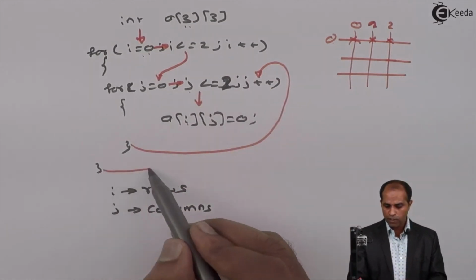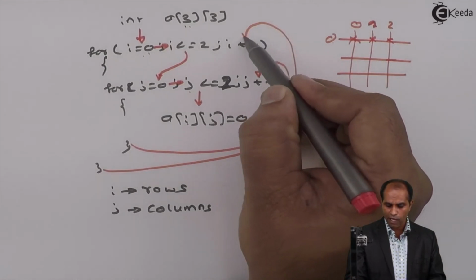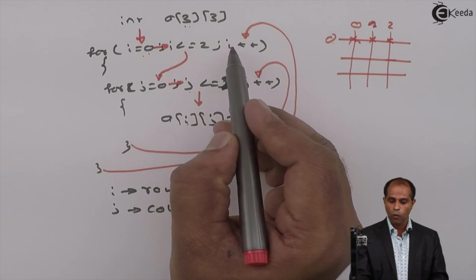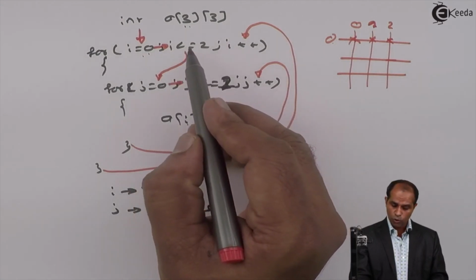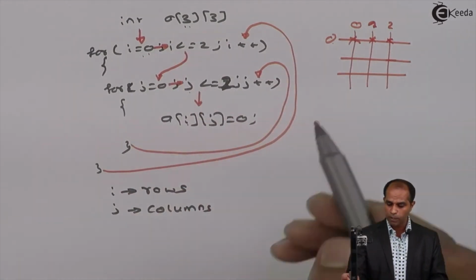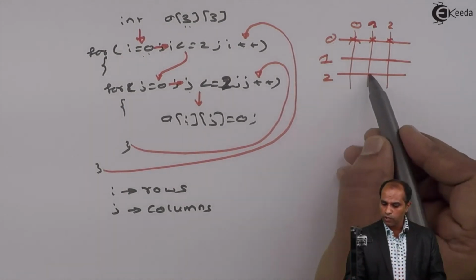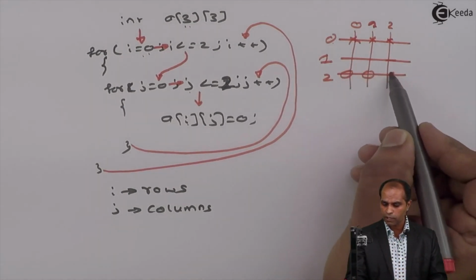When this is false, it goes back and changes to i plus plus. I will now become 1. 1 less than or equal to 2, true. The entire process repeats. So now you are on the second row where i is 1 and j changes from 0 to 2. The fixed value of i stays while j keeps on changing. In the next turn, i becomes 2 and j again changes from 0 to 2. So all these values are set with the initial value 0.